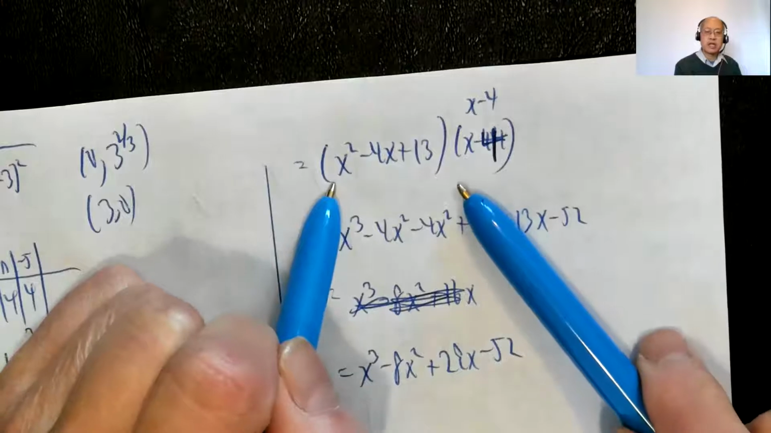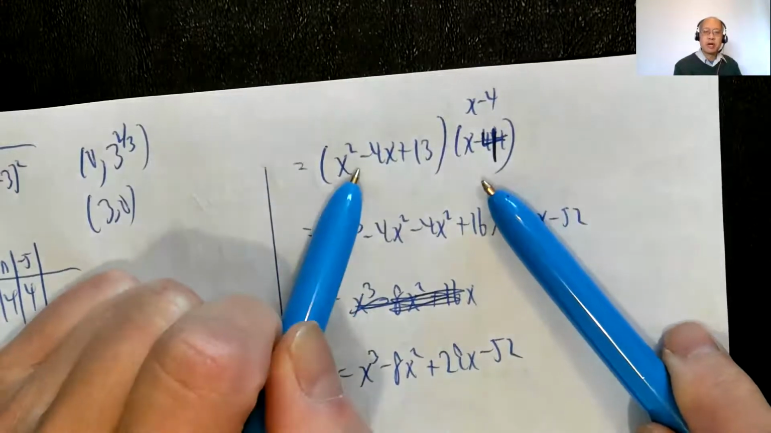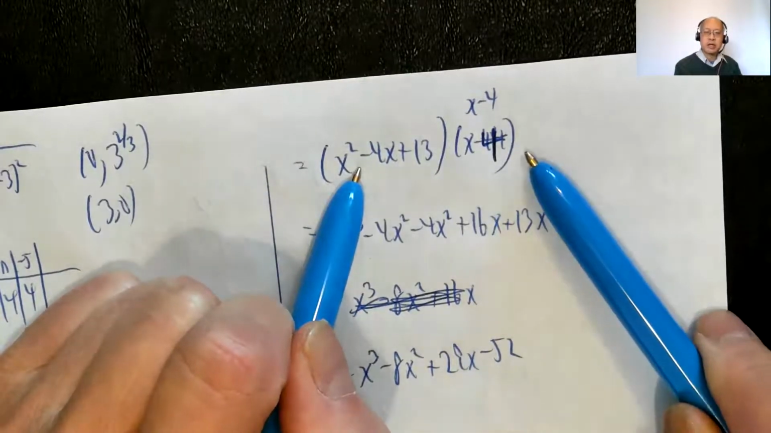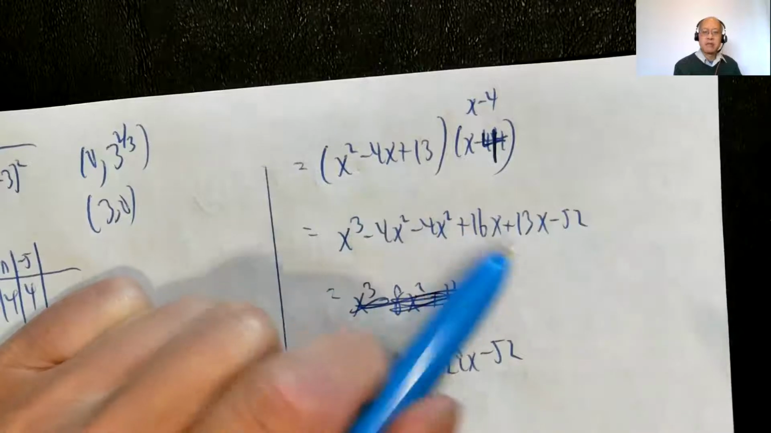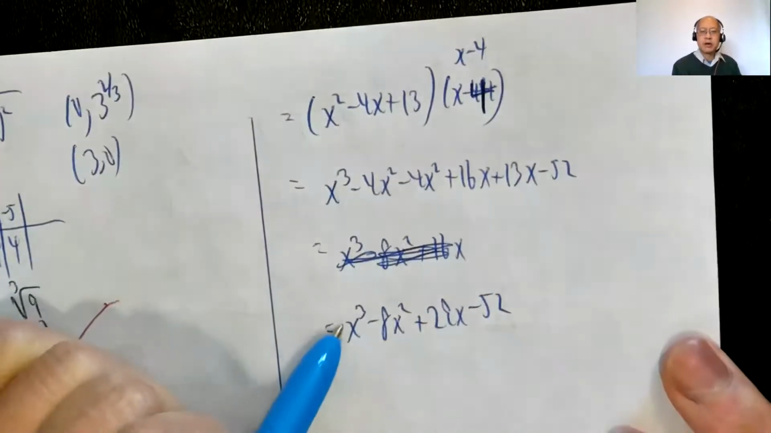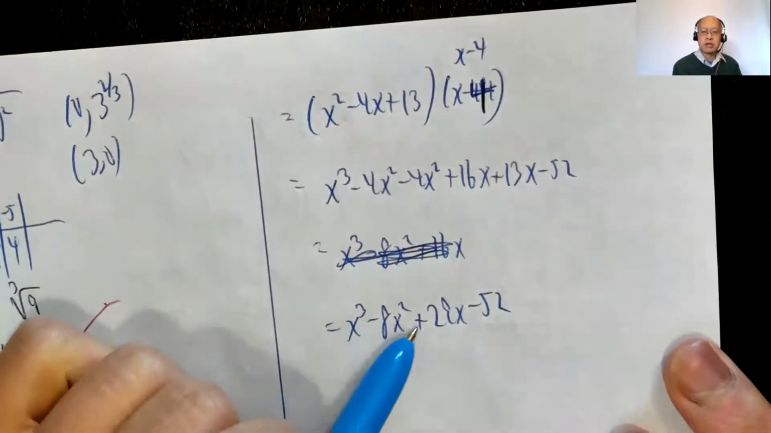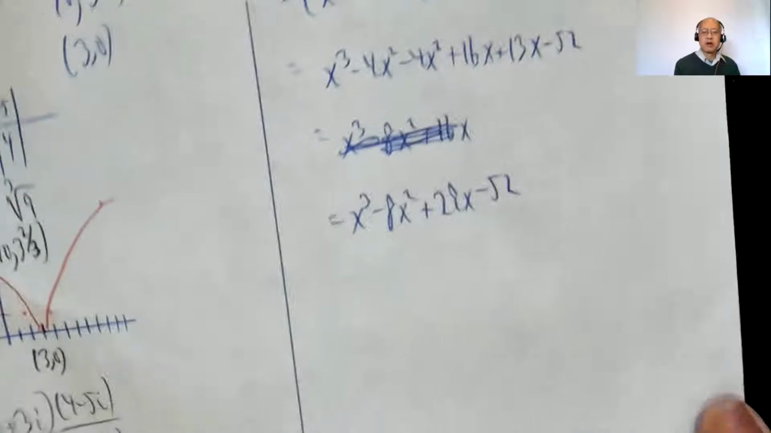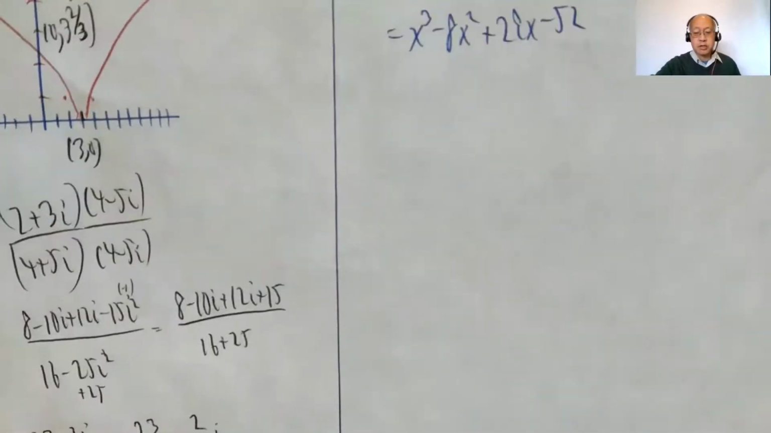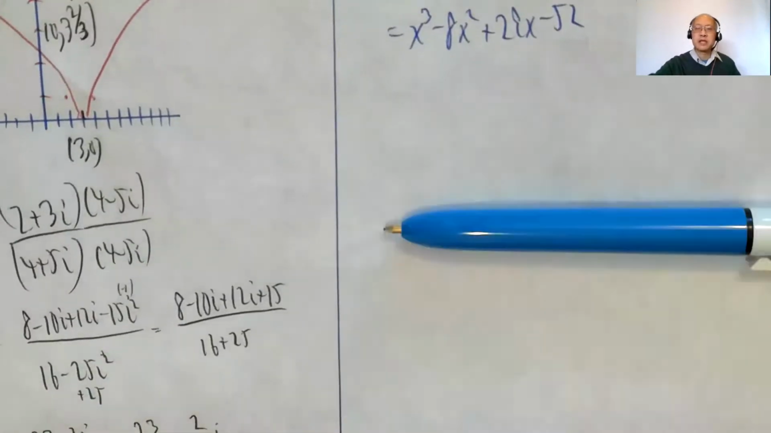Multiply it out, you have x cubed minus 4x squared minus another 4x squared plus 16x plus 13x minus 52. So x cubed minus 8x squared plus 29x minus 52, final answer. So these are solutions to Melham's Math 222 exam 3.